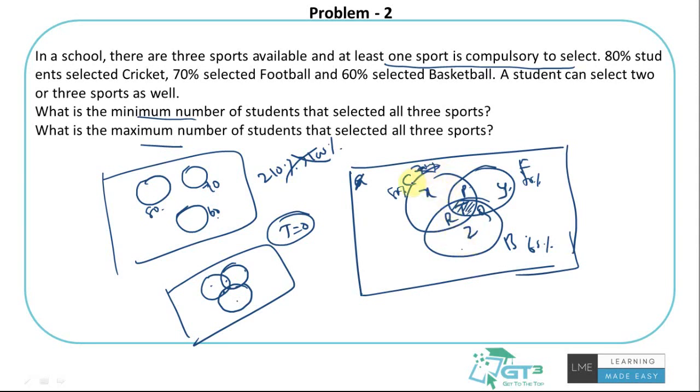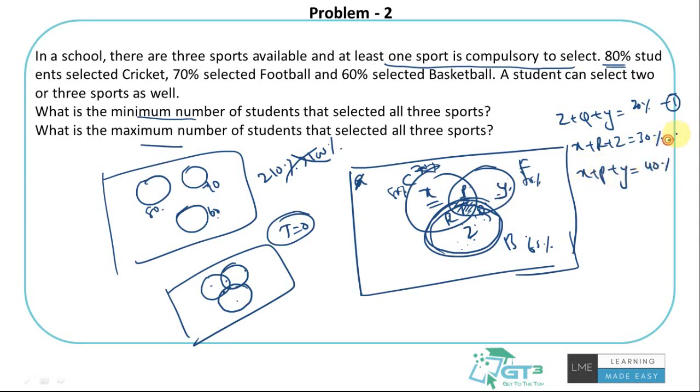In that case, if cricket is 80%, that is this circle is 80%, automatically this Z, Q and Y must be 100 minus 80%, that is 20%. There is one equation. Similarly, I know football is played by 70%, then X plus R plus Z must be 100 minus 70, 30%. And similarly, basketball is played by 60%, that is this circle. So the remaining zone should be 100 minus 60, 40. That is taken by X plus P plus Y. So X plus P plus Y is 40%. So these are my three equations.